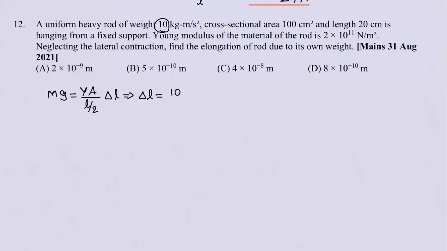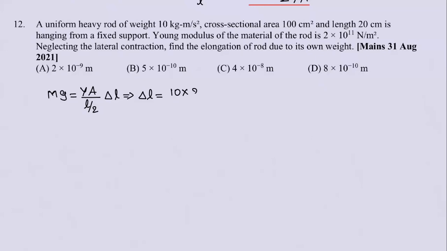What is m? The weight is 10. It is not that the mass is 10. 10 kg meter per second square is nothing but 10 Newton. They gave the mg value. Be a little bit careful here: if you multiply with 10, the answer goes wrong. 10 kg is not mass; 10 kg meter per second square means 10 Newton. They gave force. Okay, mg into L.